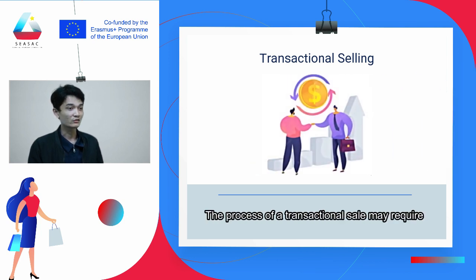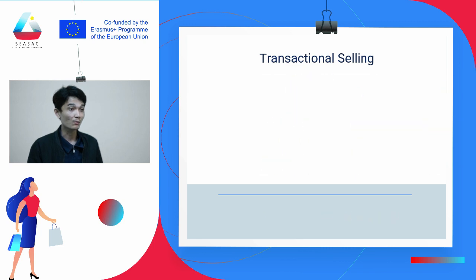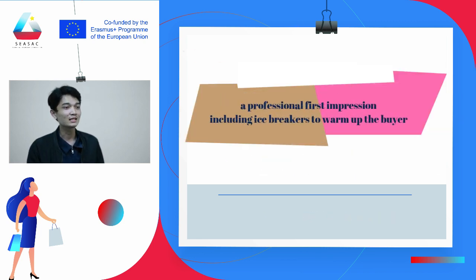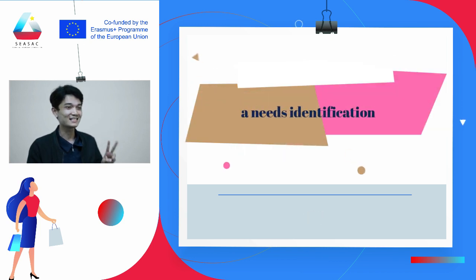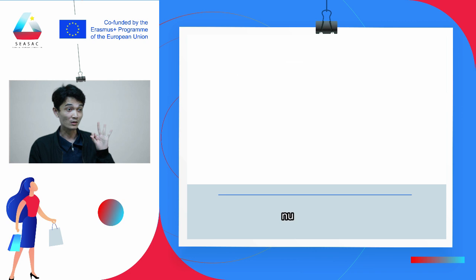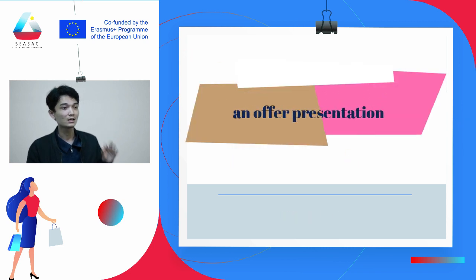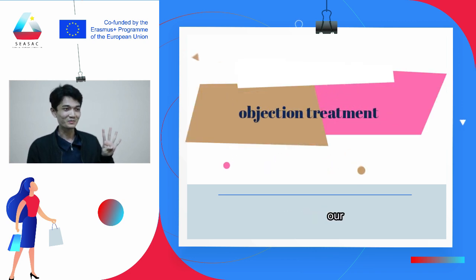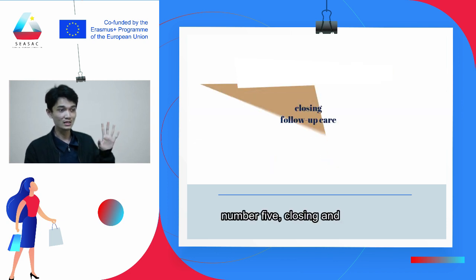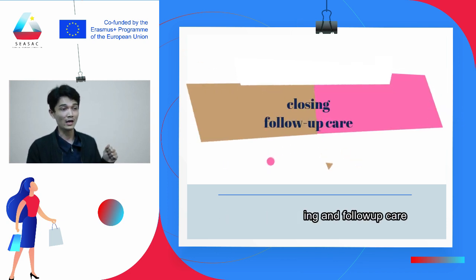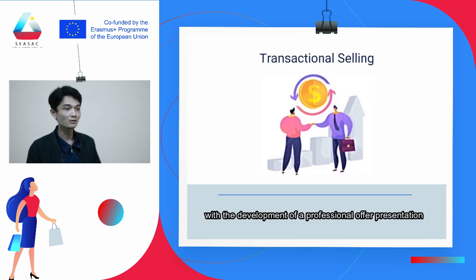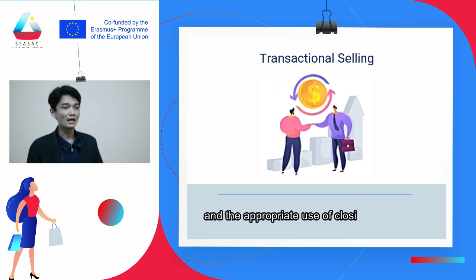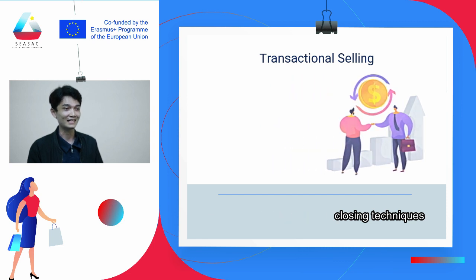The process of a transactional sale may require, number 1, a professional first impression including icebreakers to warm up the buyer. Number 2, a needs identification. And then, number 3, an offer presentation. Number 4, objection treatment. And number 5 is closing. And then we follow up with care. The salesperson becomes familiar with the development of a professional offer presentation, how to identify buying signals from the customers, and the appropriate use of closing techniques.